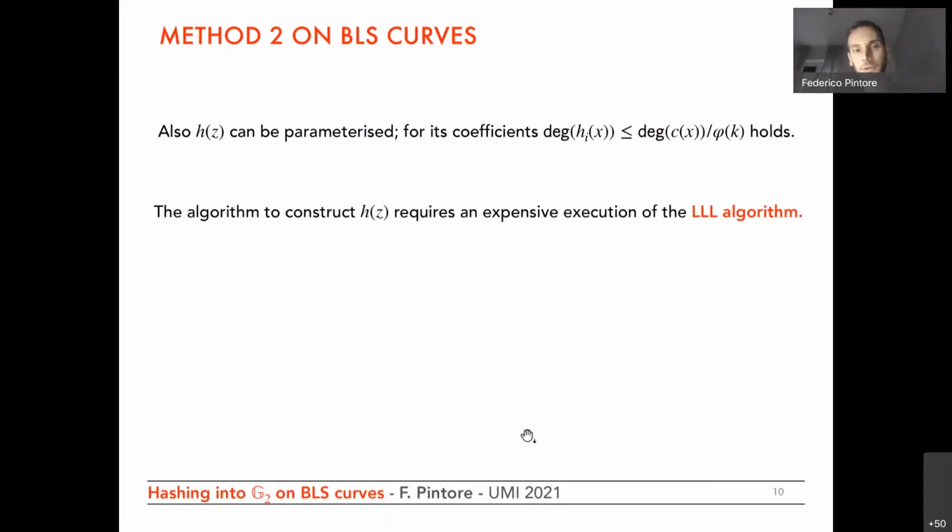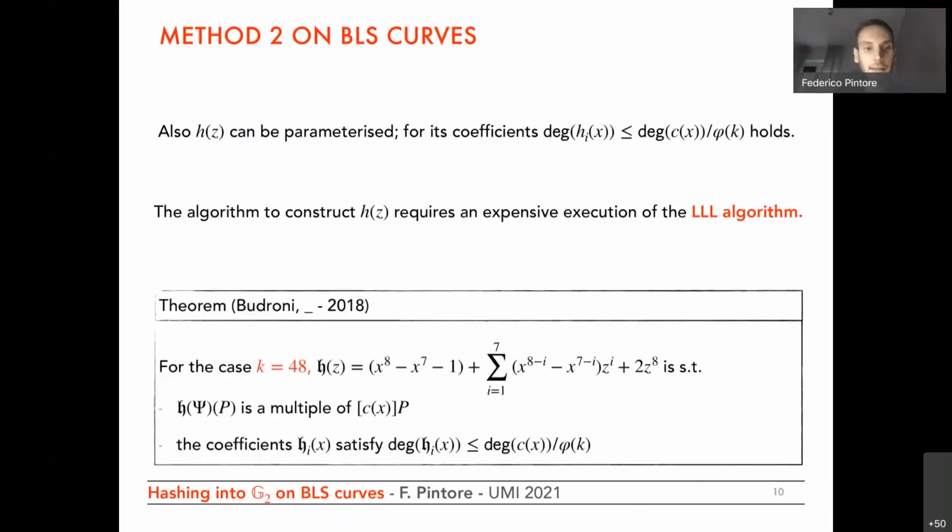It's true that we have an algorithm to compute this polynomial, but it requires an expensive execution of the LLL algorithm, and in particular, the cost of this execution grows with k. So we weren't able to apply this algorithm to BLS curves when k is equal to 48, but we were able to provide by theoretical means an alternative polynomial, which is not the one that would be output by the algorithm that we saw in the previous slide, but it's a polynomial that is as good as that one, because it is such that h(psi) applied to P gives a multiple of c times P, and also the coefficients satisfy the same constraints on the degree.